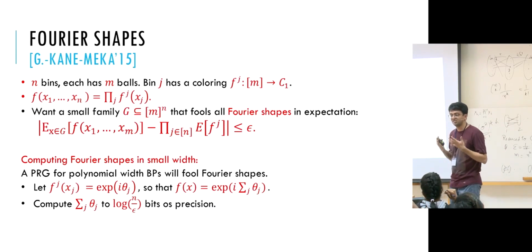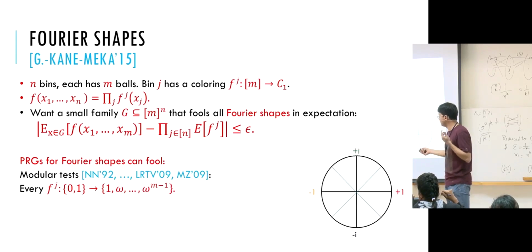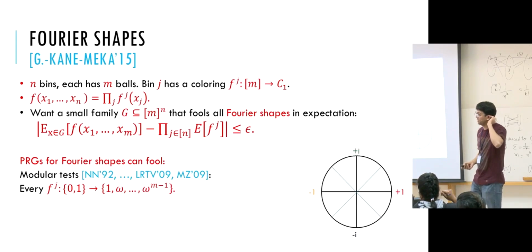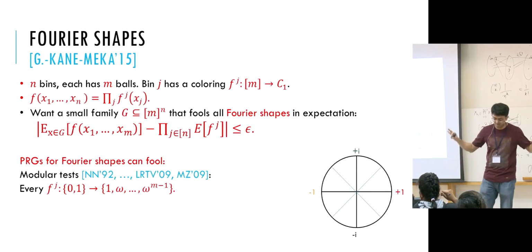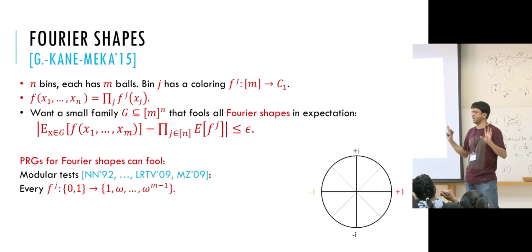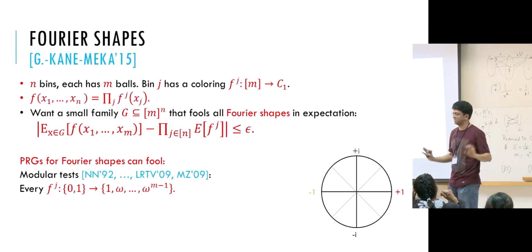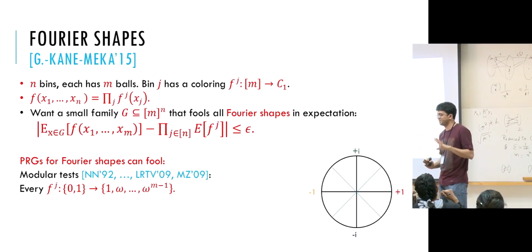Well, it turns out that this is not surprising. This is just the Fourier transform going on, and these shapes capture a lot of things that we've talked about. For example, the first obvious example is modular tests, where I take my bits x1 through xn and compute some sum, like summation ai xi modulo m, and then I decide that some congruence classes I'll accept, others I'll reject.